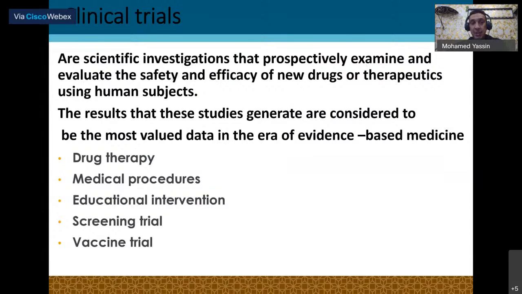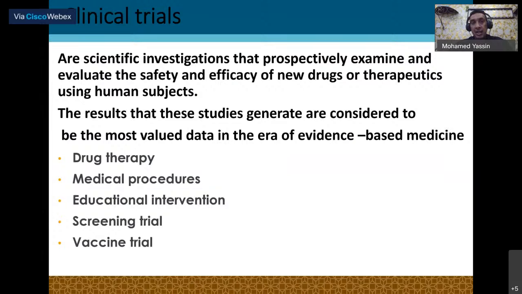We always care about safety and efficacy of the medications because we are dealing with human subjects. So when dealing with human subjects, safety comes first. And then we also care about efficacy of those medications. So we want to use medications which can give a good therapeutic effect on our patients. And we deal with human subjects, so this is human subject research, and there are a lot of issues with regard to human subject research. The results that the studies generate are considered to be the most valued data in the era of evidence-based medicine.